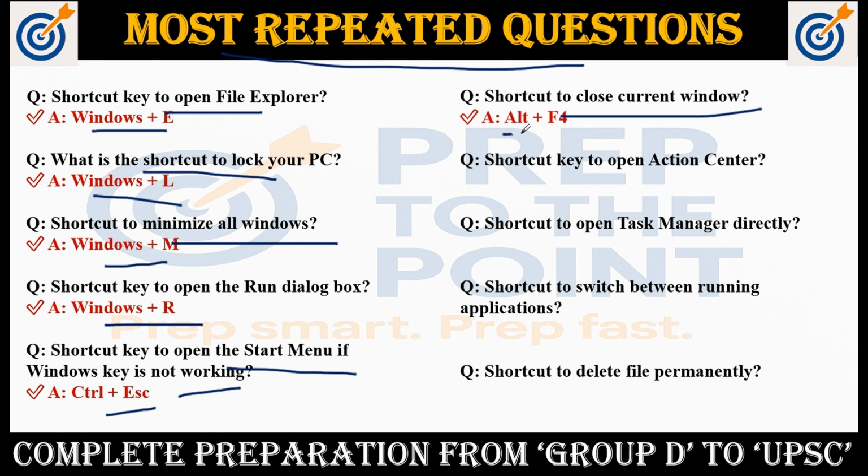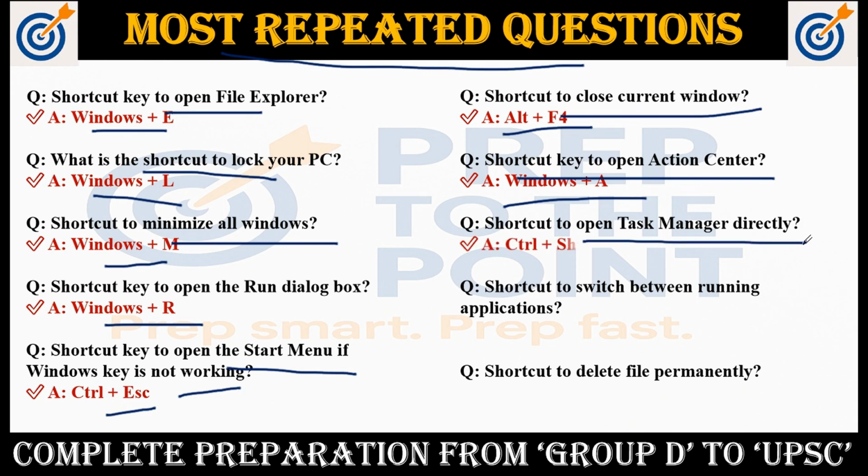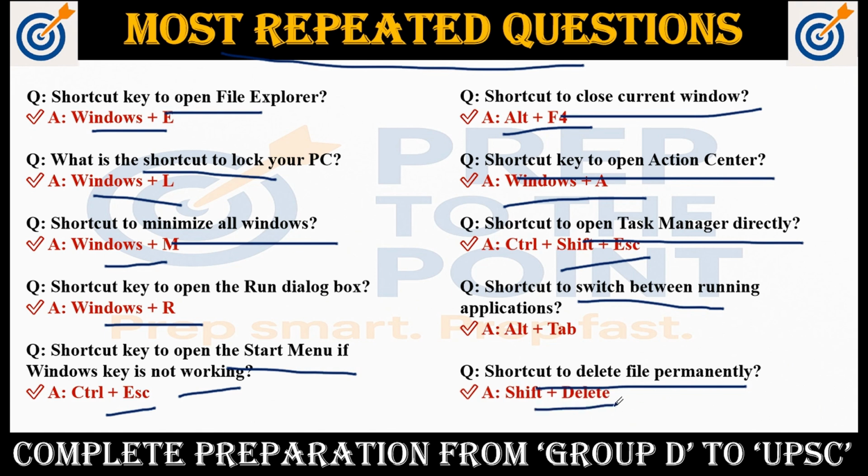Shortcut to close current window? Alt F4. Shortcut to open Action Center? Windows plus A. Shortcut to open Task Manager directly? Control Shift Escape. To switch between running applications? Alt plus Tab. Shortcut to delete file permanently? Shift plus Delete. These 10 questions are most repeated.